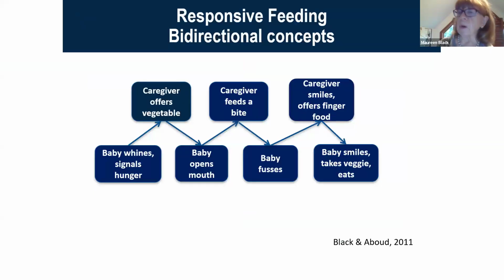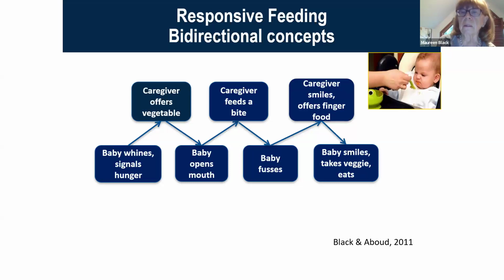I'm just going to focus a bit on responsive feeding, part of responsive caregiving, because it's not well understood. So this is just an example of what it means. So for example, a child whines and a caregiver offers veggies. And then the baby opens the mouth and the caregiver feeds a bite. Uh-oh, now the baby fusses.